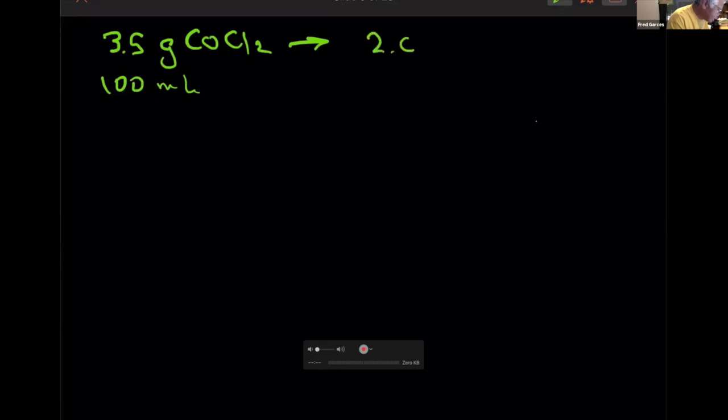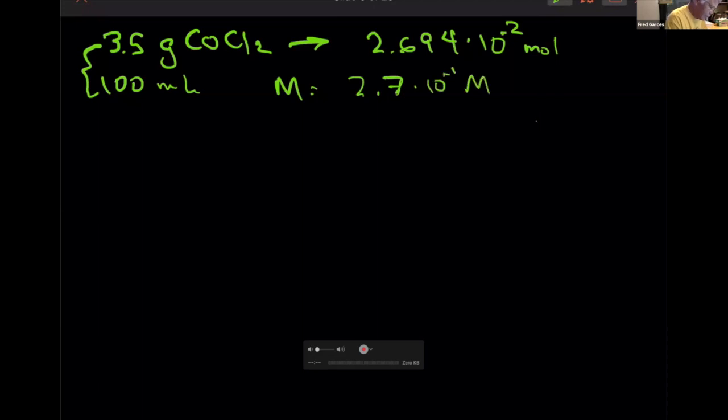But if I remember correctly, the mass of my cobalt chloride is 3.5 grams. We had 100 milliliters. This goes over to 2.694 times 10 to the minus 2 moles. And so between these two, my molarity is going to be 2.7 times 10 to the minus 1 molar, since we're looking at two significant figures. Okay, so that's the first one. The molarity is 2.7 times 10 to the minus 1, or 0.27 molar.